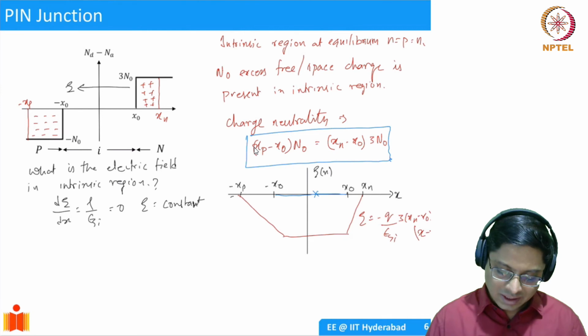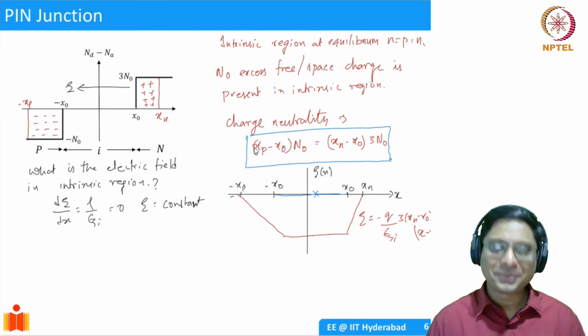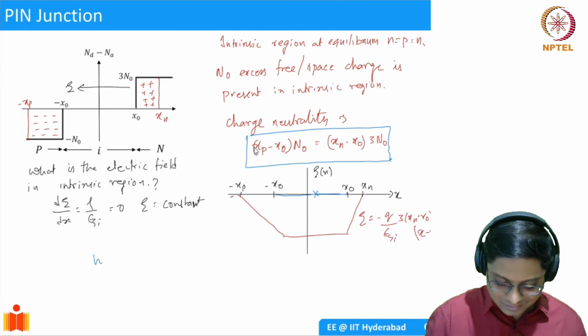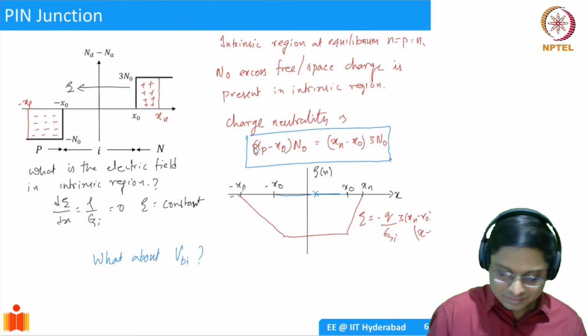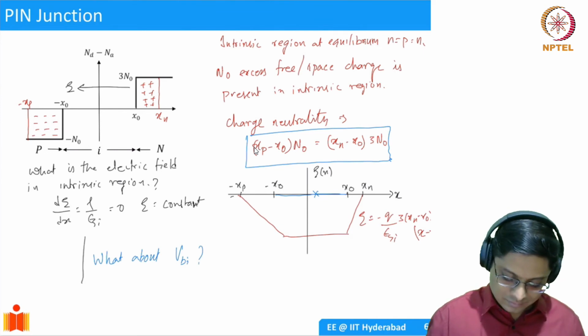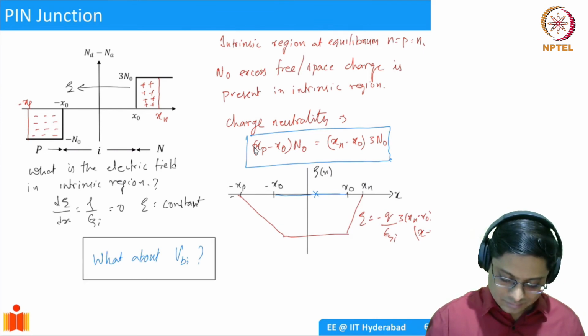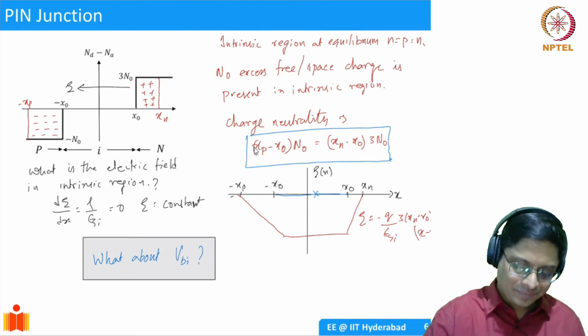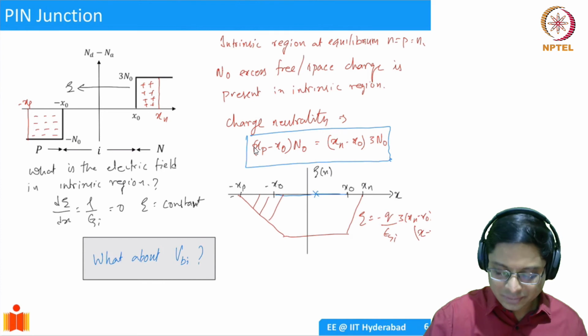Okay, so what is the built-in potential now? What about VBI? Well, I won't answer that question. I'll leave it to you. So it's going to be the area under the curve.